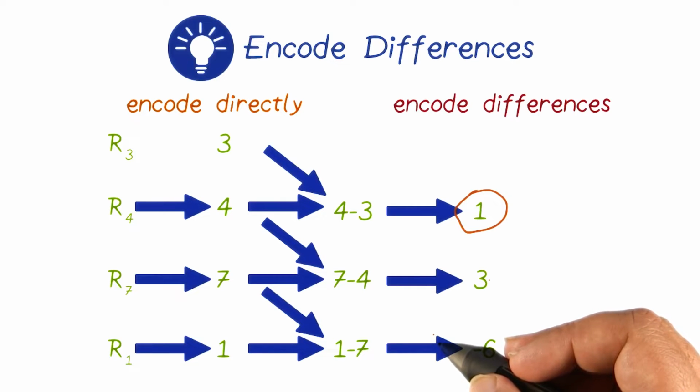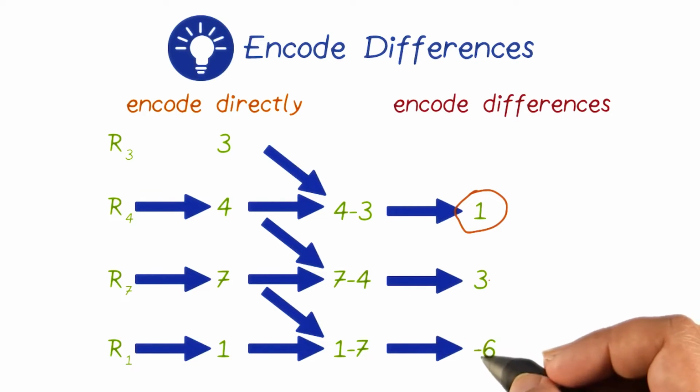If we continue in a similar way, now if we have the next access as R1, we'll have to take a difference between 1 and 7 to encode that as a difference, and suddenly we'll get -6 as a difference. And if we try to encode -6, suddenly the number of bits that we need again explode.